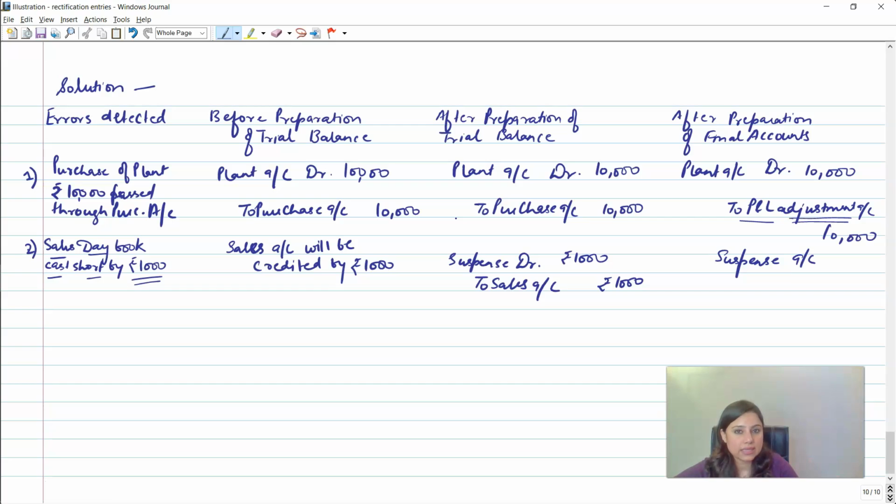So all such entries are there, and once we identify a particular error, that error is rectified through the suspense account in the case of after preparation of final accounts also. So we would be debiting it by rupees 1,000 and crediting the P&L adjustment account.